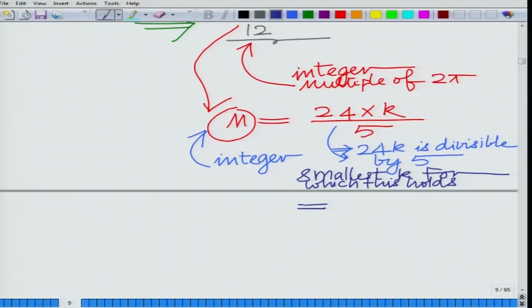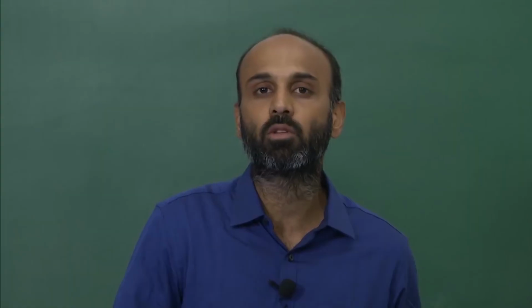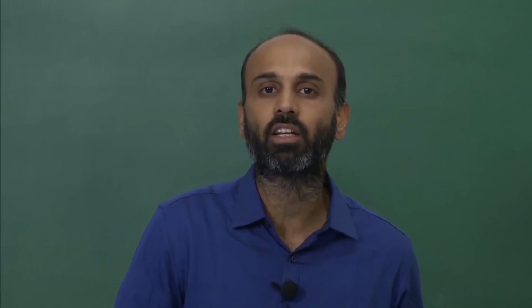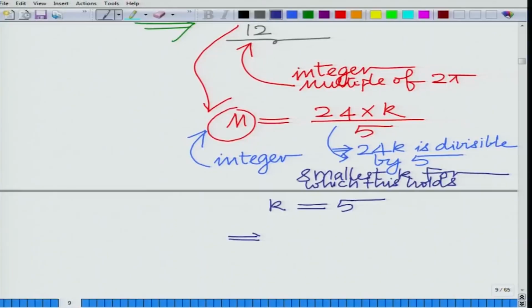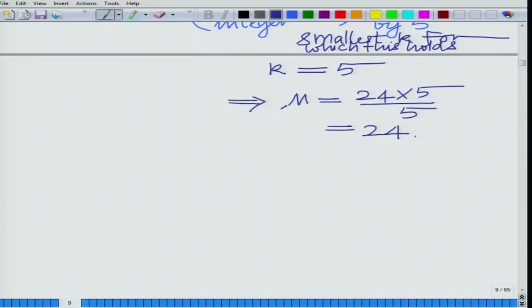is k equal to 5, because 24 and 5 do not have any common factors. You can see that the smallest k for which 24k is divisible by 5 is k equal to 5. So I set k equal to 5, which implies m is equal to 24 into 5 divided by 5 equals 24, and in fact this is the fundamental period, m equal to 24.